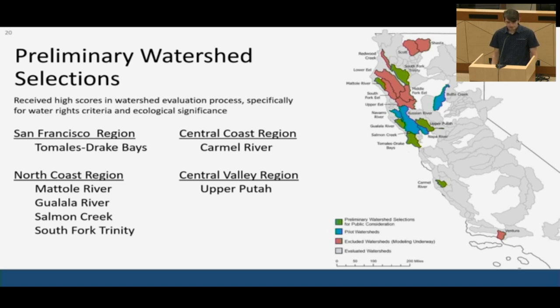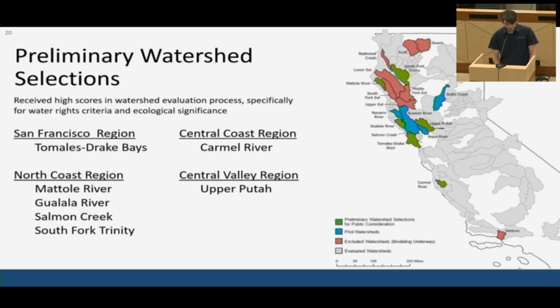The 7 watersheds shown in green are our preliminary watershed selections. Each of these watersheds received high scores in our watershed evaluation process. Each has characterizations that make them a suitable choice for modeling efforts, and some received specific requests for prioritization from either the regional boards or CDFW. So, these 7 watersheds are the Tamales-Drakes Bay, the Mattole River, the Gualala River, the Salmon Creek, South Fork Trinity, Carmel River, and Upper Putah.